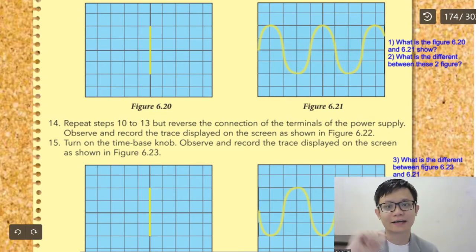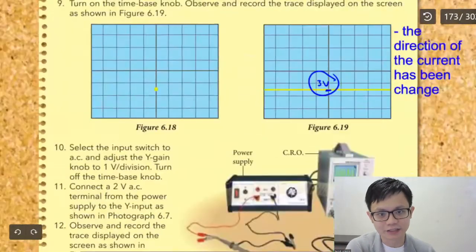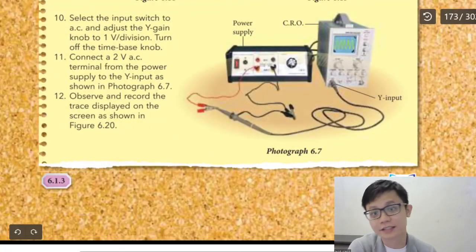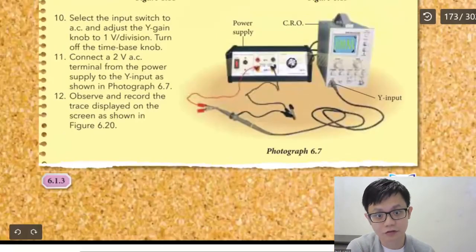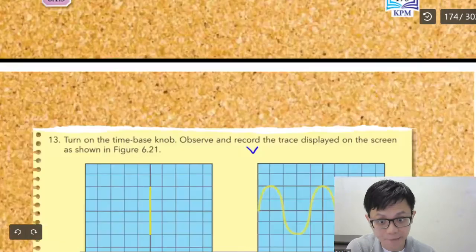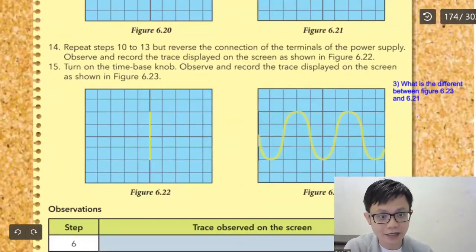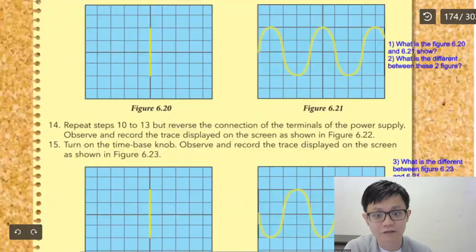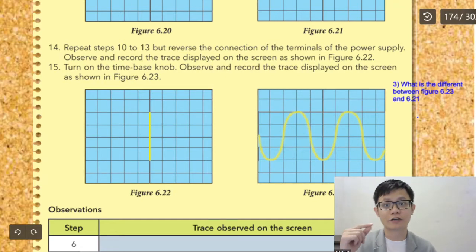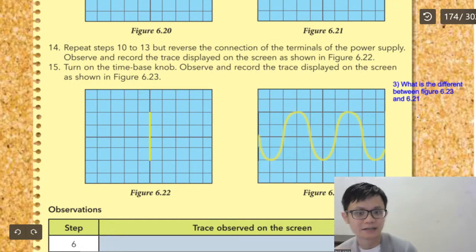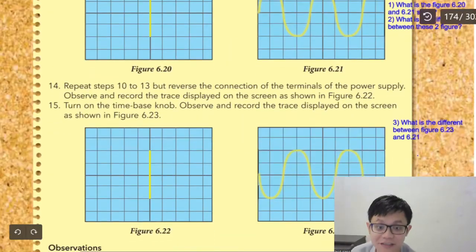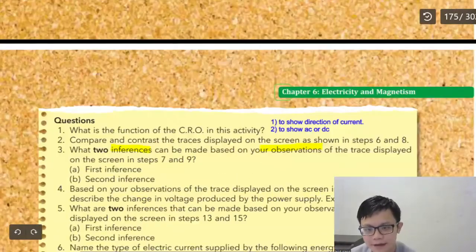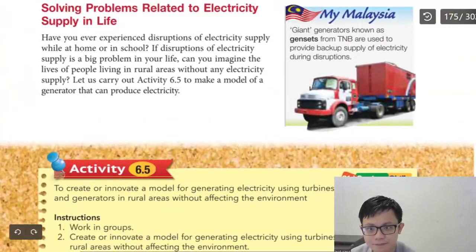It's just the machine. The machine is like this, you have a lot of buttons, and you just press the button to get what you want to see. After that, what is the difference between 6.23 and 6.21? The difference is that the direction of the current has been changed. Instead of going to the front, now it goes to the back. But actually, it's still the same. So we already understand this.